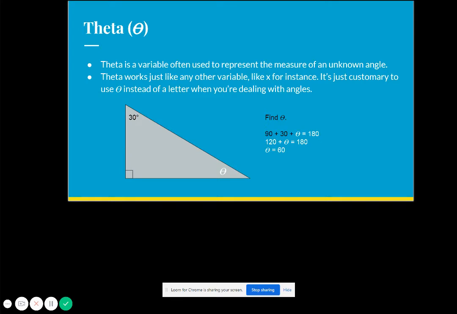The first thing you need to know is theta. Theta is just a variable, just like x or y or z. Usually they use theta when you're finding the measure of an angle. I don't know why they don't just use x. As a matter of fact, sometimes they do, but commonly they use theta. So don't let that throw you off. It's just a variable.